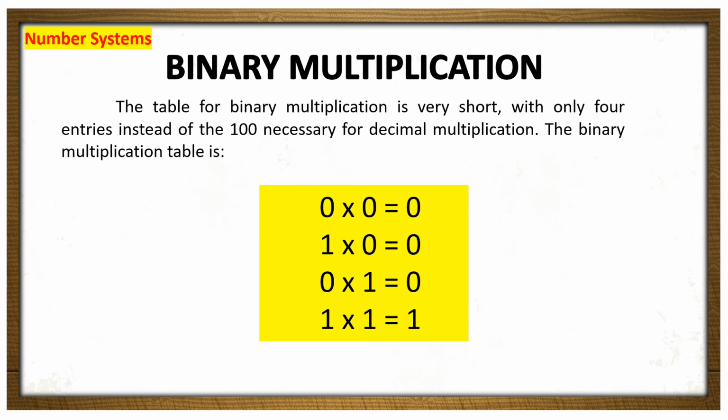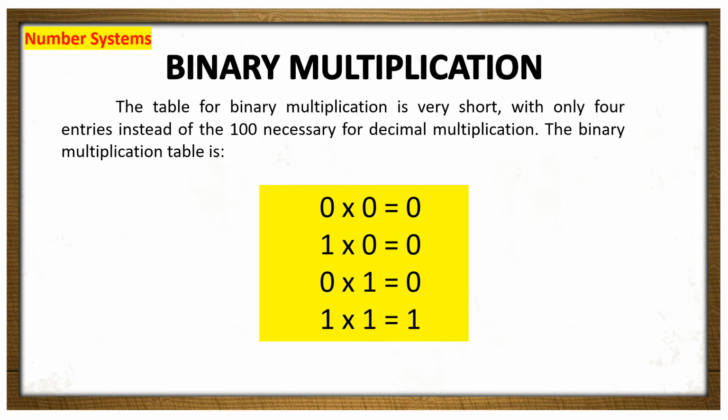In this video, I'm going to share with you how to do binary multiplication. The table for binary multiplication is very short, with only 4 entries instead of the 100 necessary for decimal multiplication. During our elementary grades, we memorized the multiplication table up to 100. Those are decimal numbers, to the base 10.